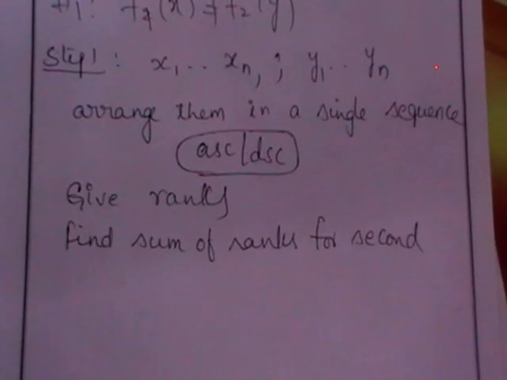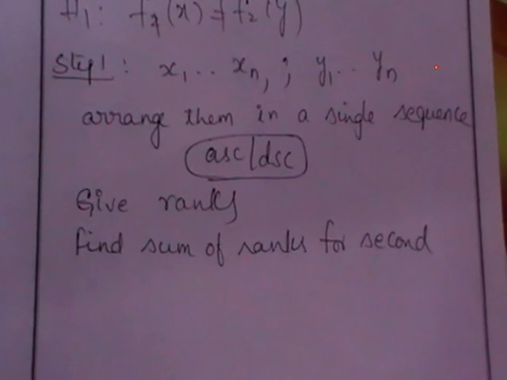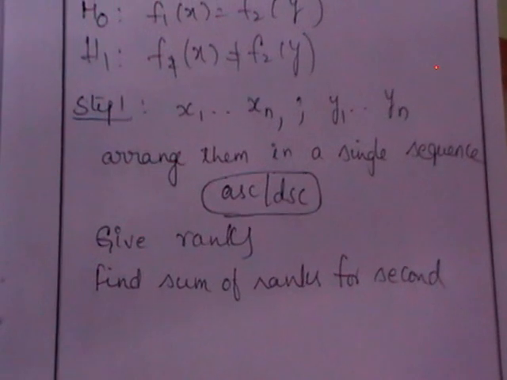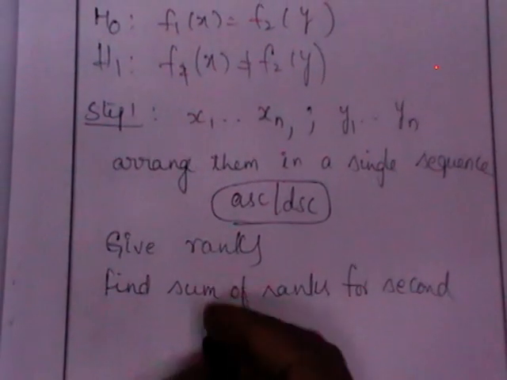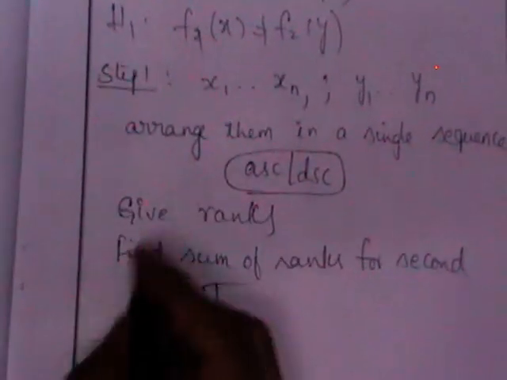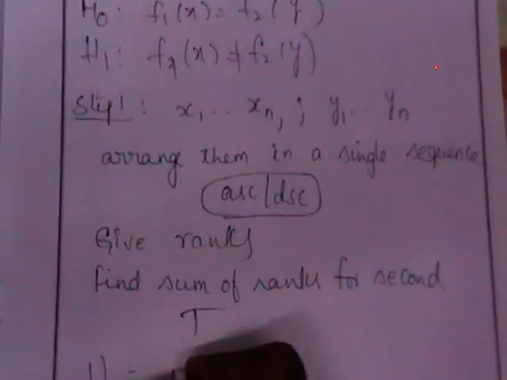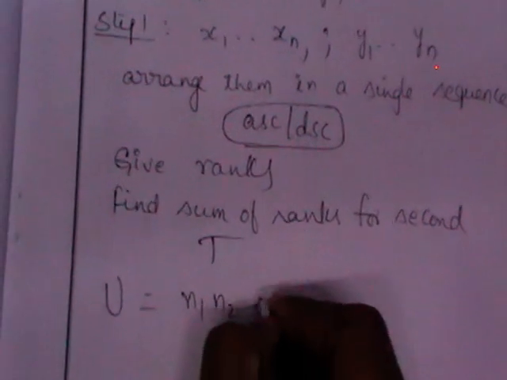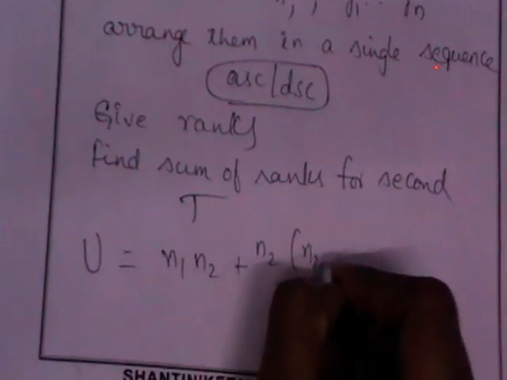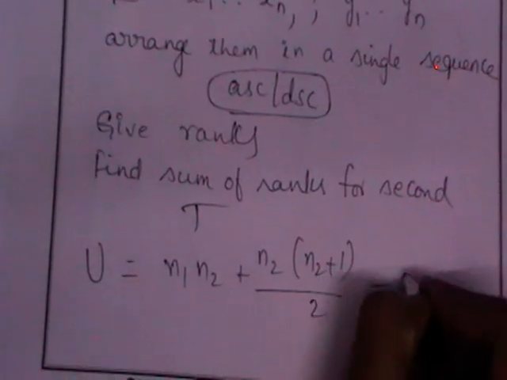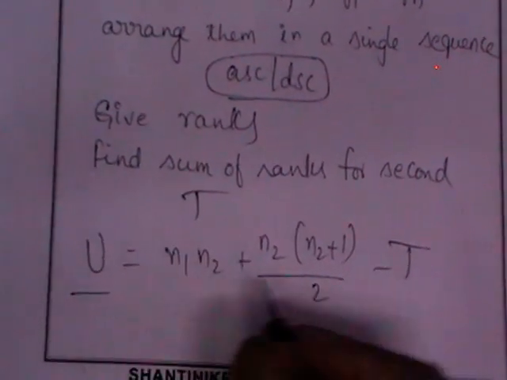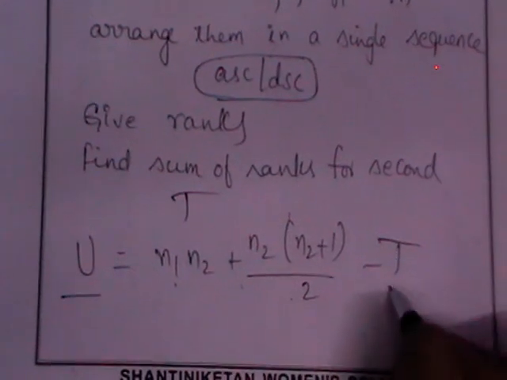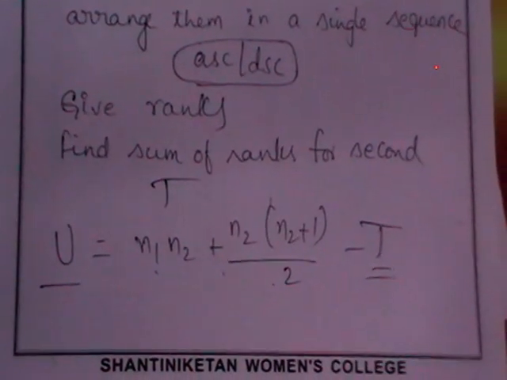See what you need to do: arrange them in ascending or descending order, give rankings to this combined sequence, and now you add the ranks that belong to the second sample. You name that as T. Now we are going to define U as N1 N2 plus N2 into N2 plus 1 by 2 minus T. It means U is based on both N1 and N2 and the sum of the ranks of the second sample.